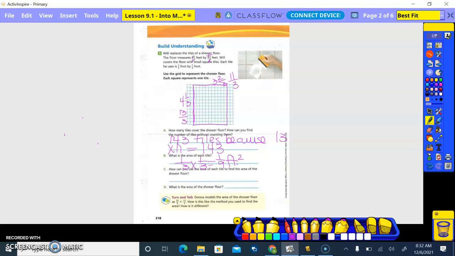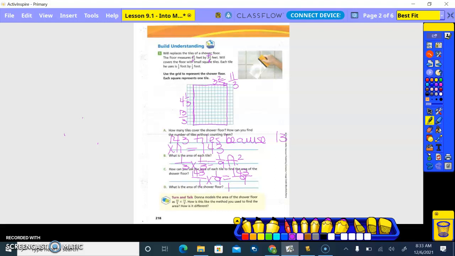How can you use the area of each tile to find the area of the shower floor? So basically we can do 143 over 1 times 1/9, right? Which gets us 143 over 9, okay? So 143 divided by 9, because a fraction also means division, right? How many times does 9 go into 14? 1. Okay. 14 minus 9 is what? 5. Okay. So add 5, bring down the 3.